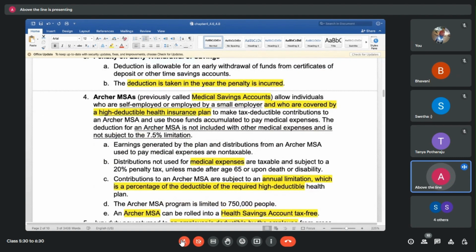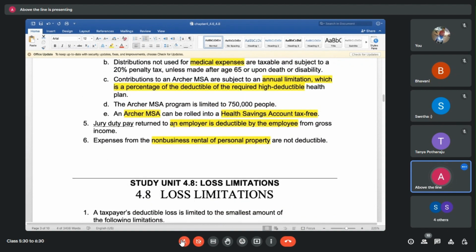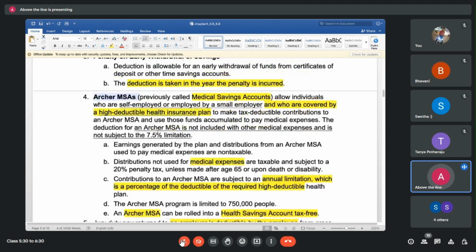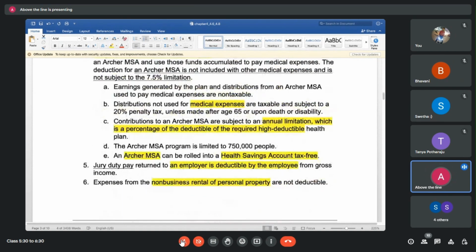There's something called Archer MSA. Again, it's a kind of saving plan. That's it. And then there are a couple more small points like jury duty and the non-business rental expenses. Any questions on it?